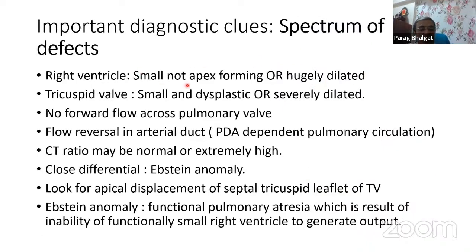So RV will be non-apex forming or hugely dilated. Tricuspid valve is small or severely dilated, enlarged. No flow across the pulmonary valve. That is an important feature. Flow reversal in the arterial duct, or duct-dependent pulmonary circulation. Cardiothoracic ratio will be normal or increased. The close differential is Epstein anomaly, but in Epstein we have to demonstrate apical displacement of the tricuspid valve, which is not seen with PAIVS.